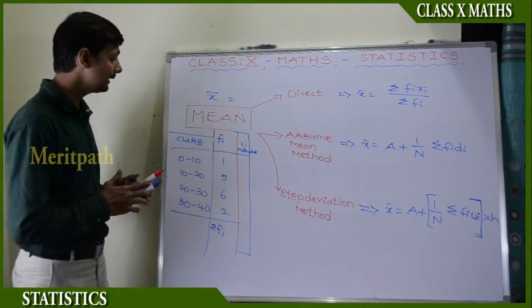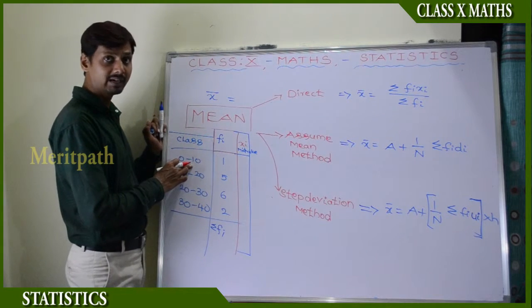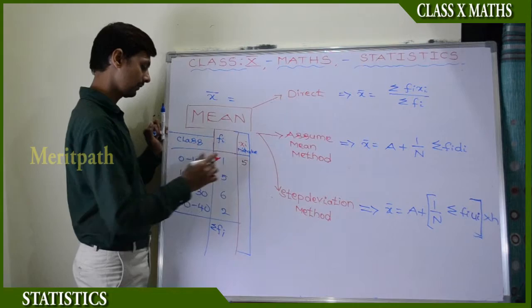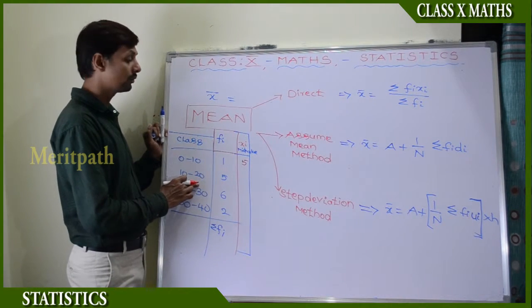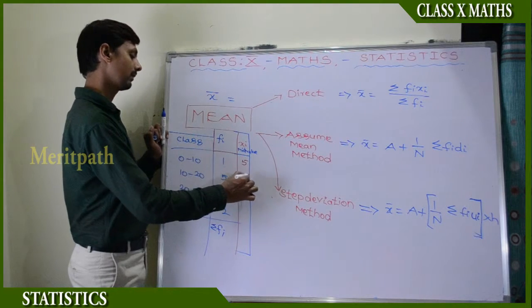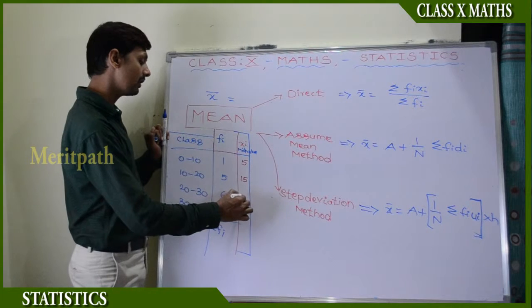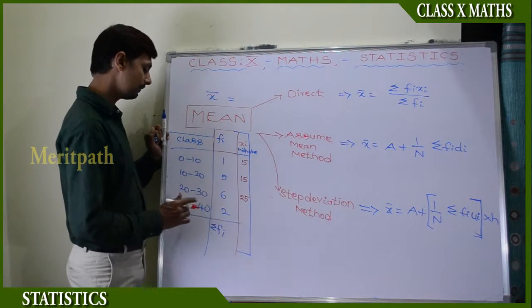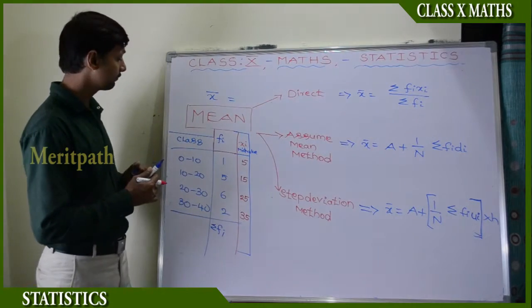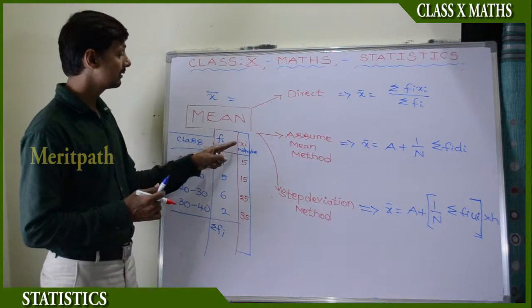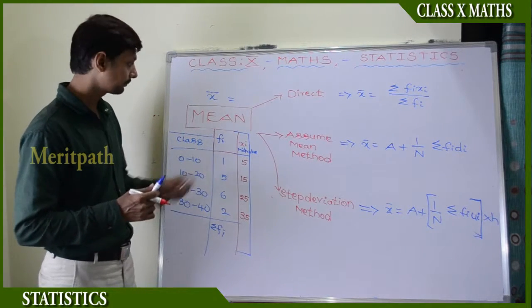So the class interval is 0 to 10. When we take 0 plus 10 divided by 2, we get 5. For 10 to 20, 10 plus 20 divided by 2 is 15. Next, 20 plus 30 is 50, and 50 divided by 2 is 25. And then next we get 35. These are the mid values of the classes, which are called xi. We have taken xi there.